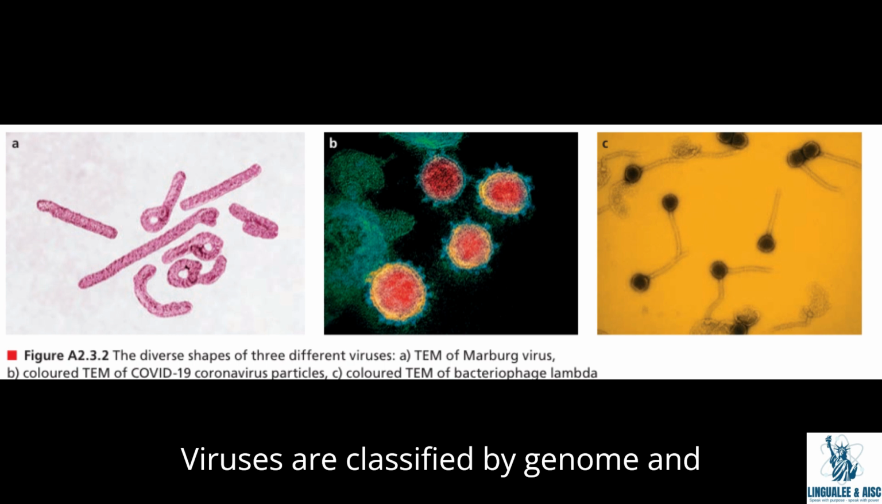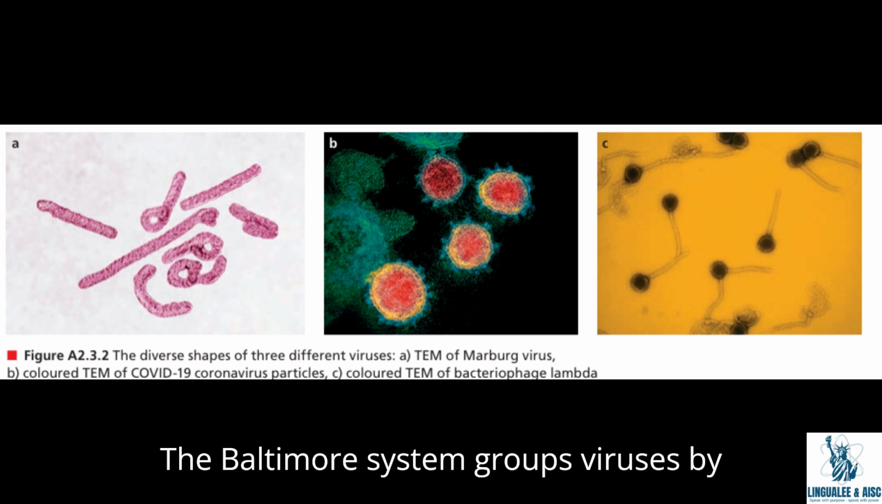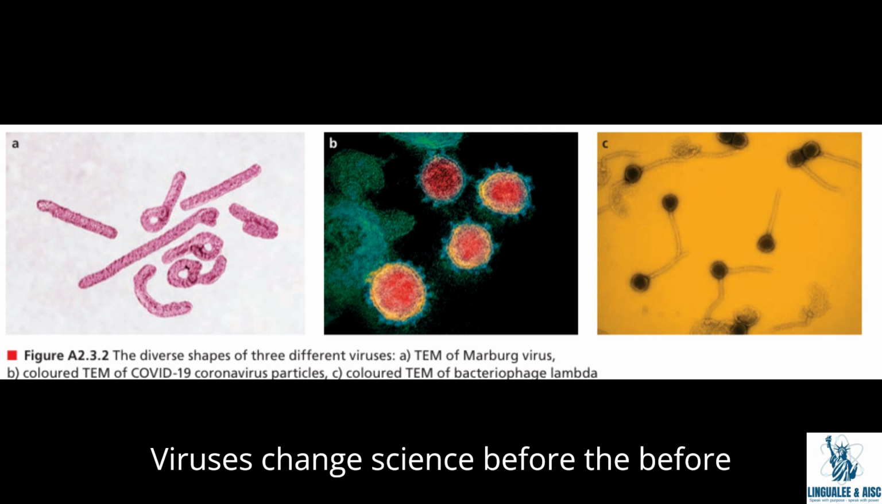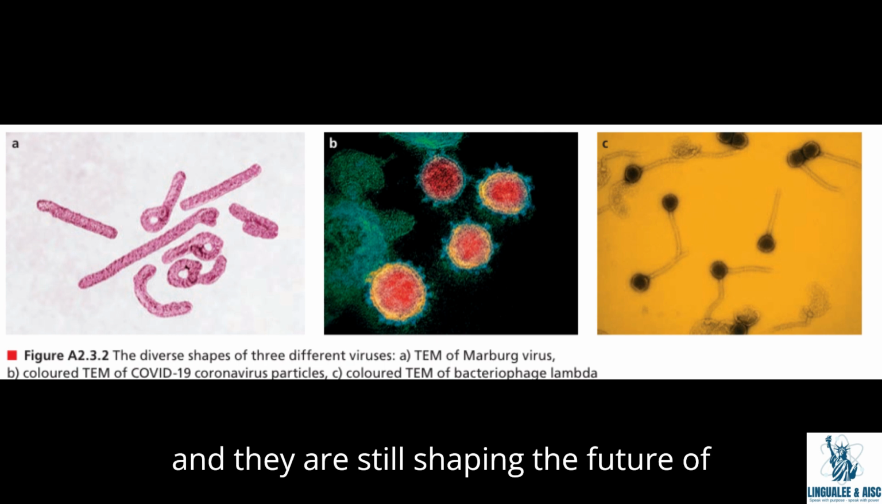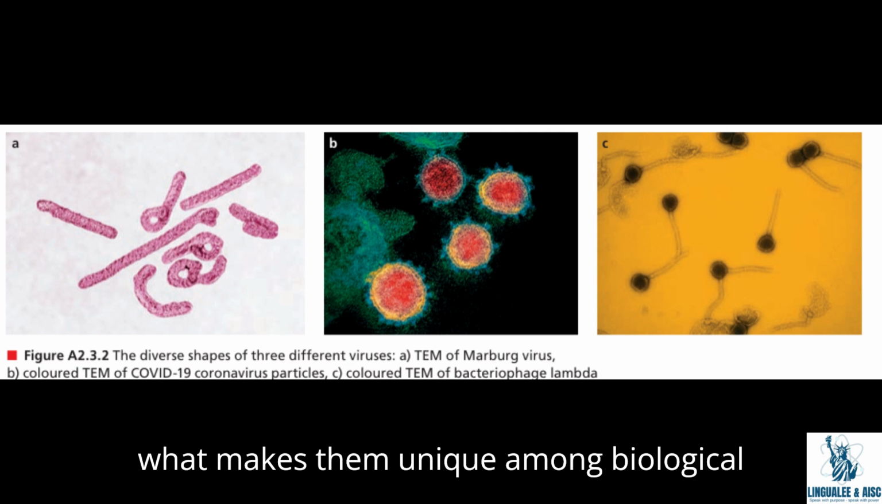Viruses are classified by genome and replication. The ICTV uses taxonomy like in biology. The Baltimore system groups viruses by how they replicate. It includes DNA, RNA, and retroviruses like HIV. Viruses changed science before they were even seen. They are small, invisible, and powerful, and they are still shaping the future of biology. Now we'll explore the structure of viruses, how they replicate, and what makes them unique among biological entities.